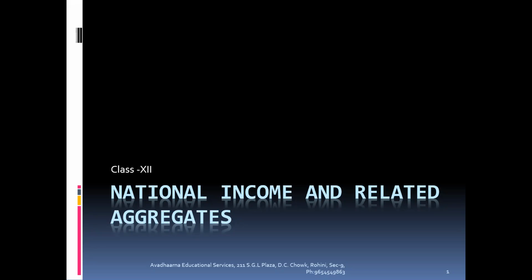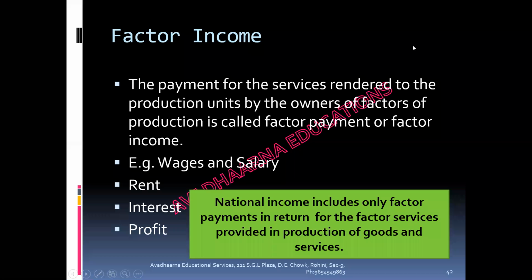Now in today's class we'll be learning a few more terms like transfer income, factor income and other concepts. So let's start with the first term for the day, that is factor income. The payment for the services rendered to the production units by the owners of the factors of production is called factor payment or factor income. For example, wages and salaries, rent, interest, profit.